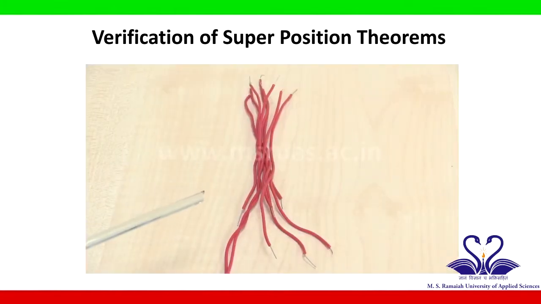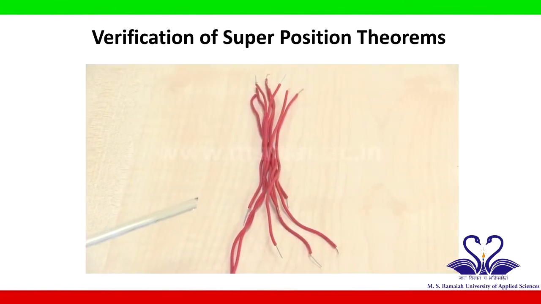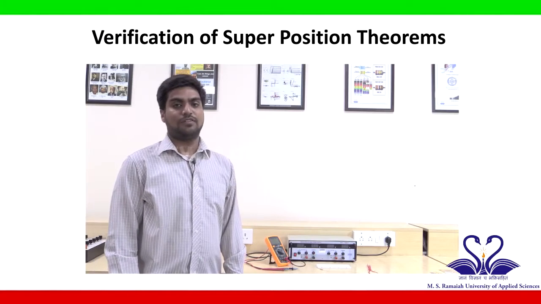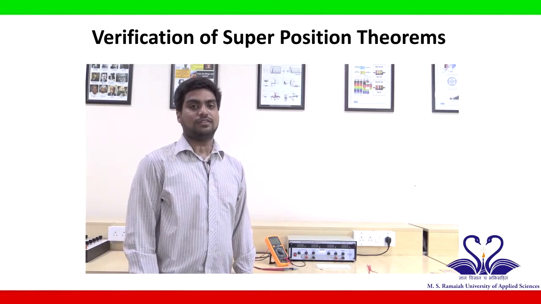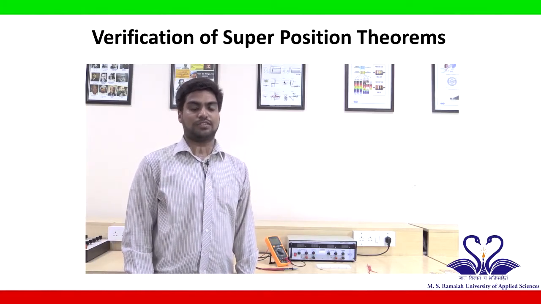These are connecting wires used to connect the circuit to the power supply. Now let's start performing the experiment by building the circuit for verification of the superposition theorem. Let us split up the experiment into three parts.